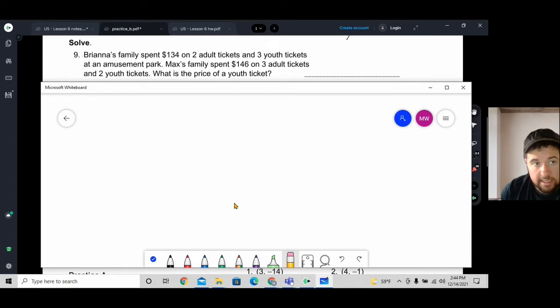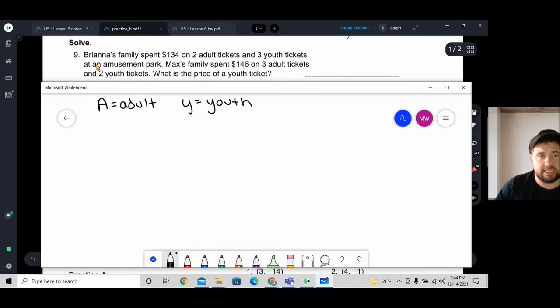Here we go, number 9. Brianna's family spent $134 on 2 adult tickets and 3 youth tickets at an amusement park. Max's family spent $146 on 3 adult tickets and 2 youth tickets. What is the price of a youth ticket? So we're going to have A for adult and Y for youth.